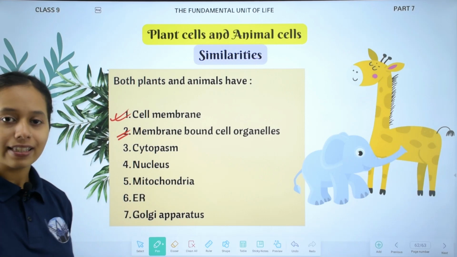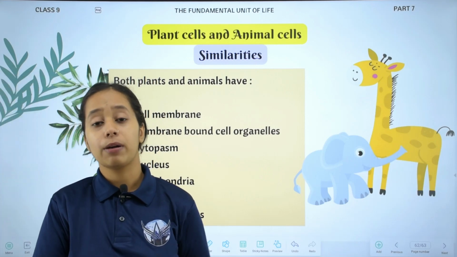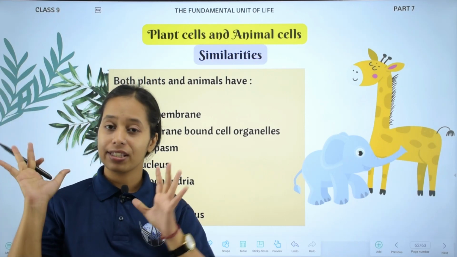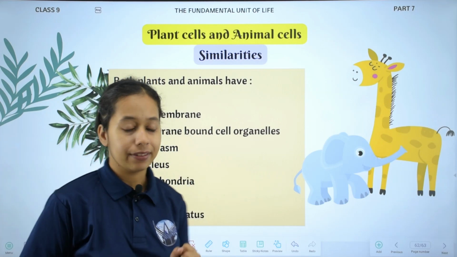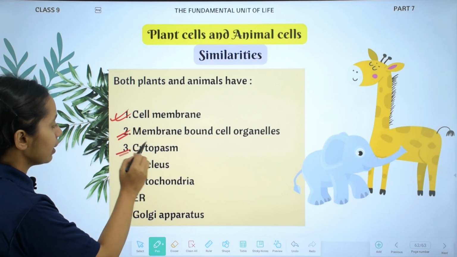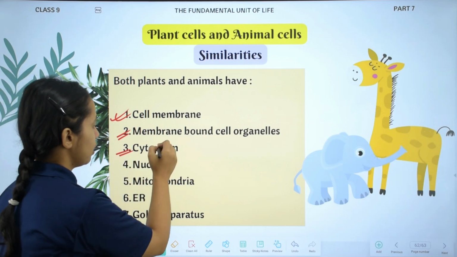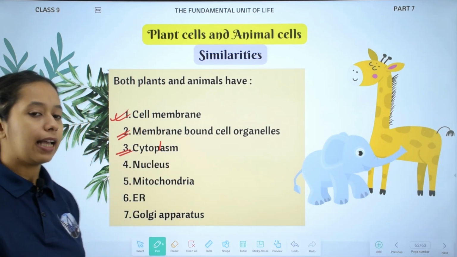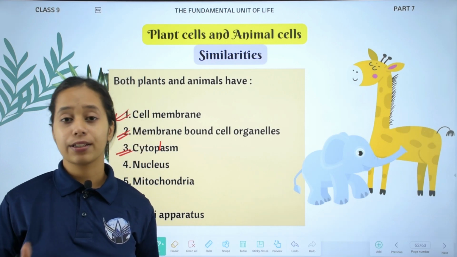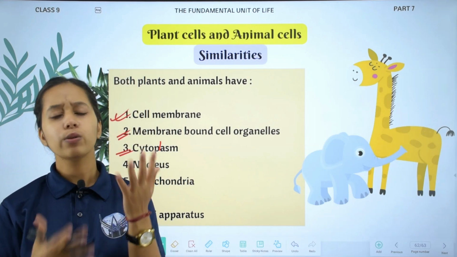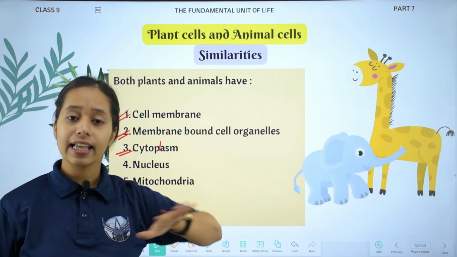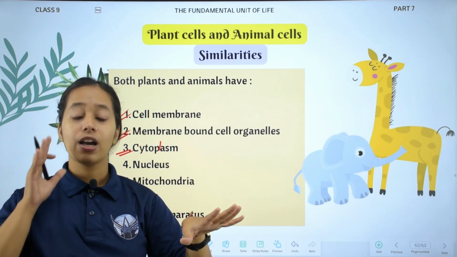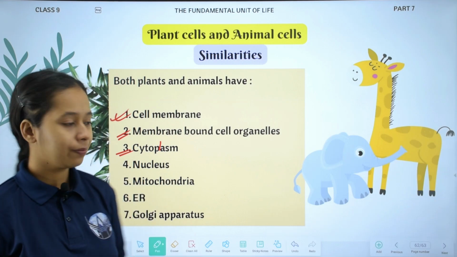Number 2, membrane bound cell organelles. Both plant cells and animal cells, they have membrane bound cell organelles. They have cell organelles, and all the cell organelles, they are bounded by membrane. Number 3, cytoplasm. Both plant and animal cells, they will have cytoplasm. What is the cytoplasm? The fluid content of the cell. So both will have cytoplasm, and in that cytoplasm we will find organelles floating around.